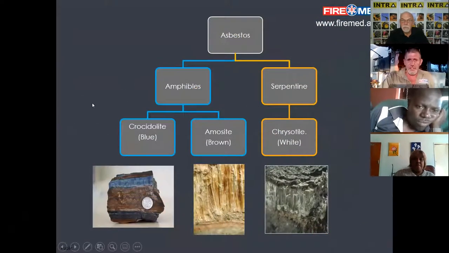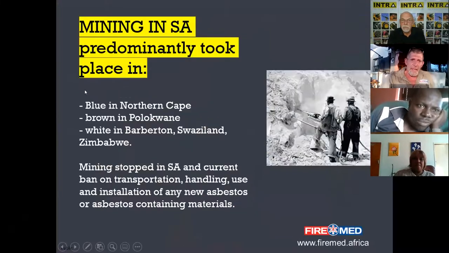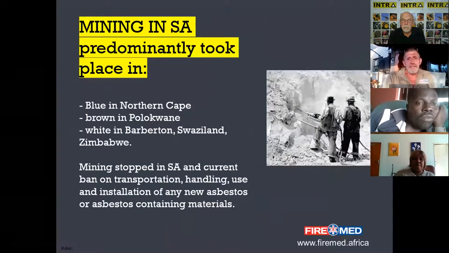To cut this nice and short for the recording purposes, that's an interest slide. Mining in South Africa predominantly took place, blue asbestos in the Northern Cape. So if you go to places like Kuruman and you're riding along and you see the veld looks blue or that hill looks blue, stay away from it. That's blue asbestos. Polokwane was brown asbestos. White asbestos was Barberton, Swaziland and Zimbabwe. They're still mining white asbestos in Zimbabwe and selling it to the Chinese.